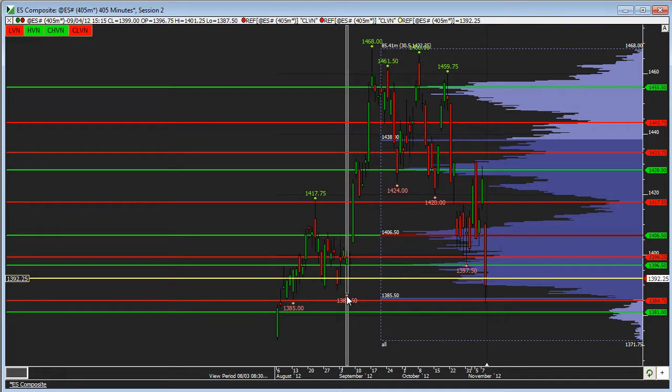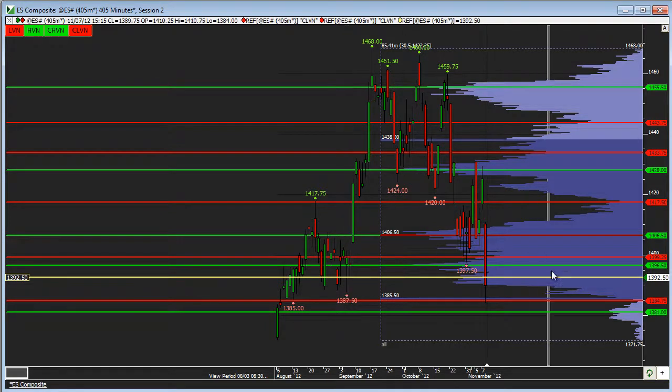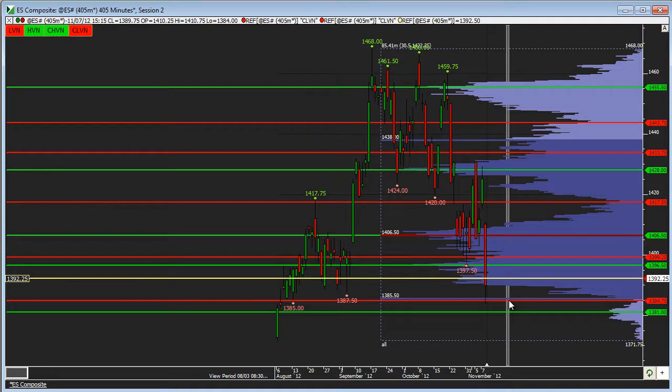So we have a few different ideas in play as price is approaching 1385. If you're going to take a counter trend long, then 1385 is a very good spot to do it, right? Anywhere in the 1385 to 1386 area, which combines this low volume node, swing low, and value area low on a large composite. If you're going to take a counter trend trade, that's at least providing you a very good trade location.